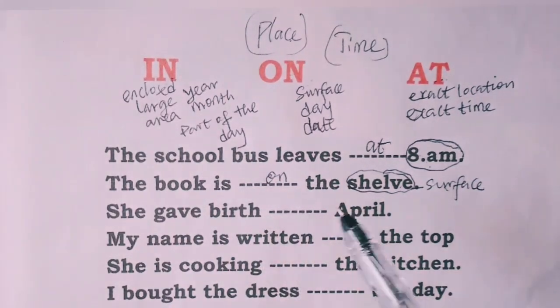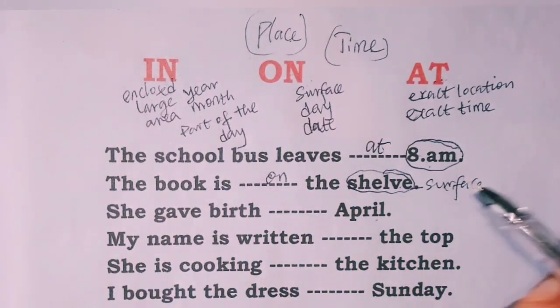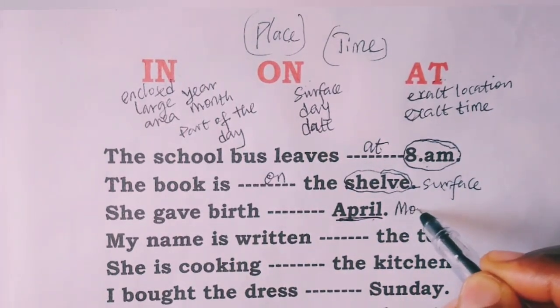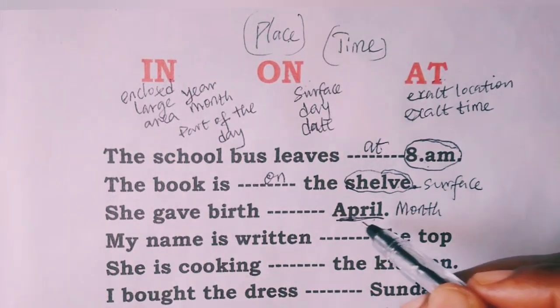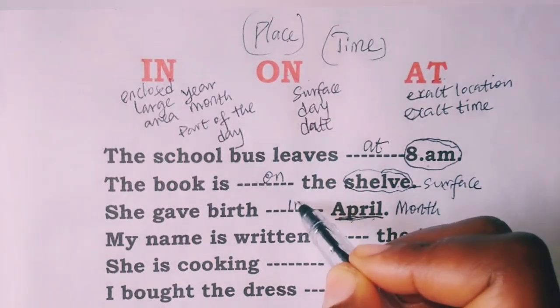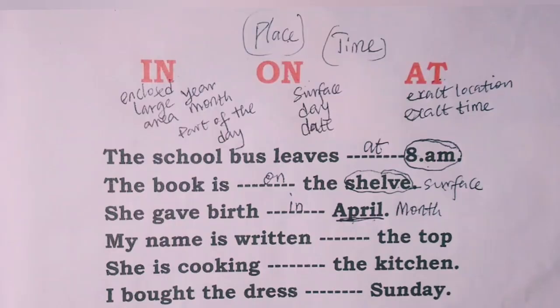She gave birth blank April. April is a month. For that, we use in. She gave birth in April.